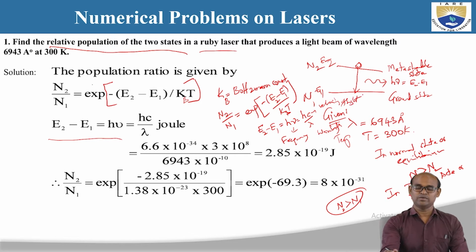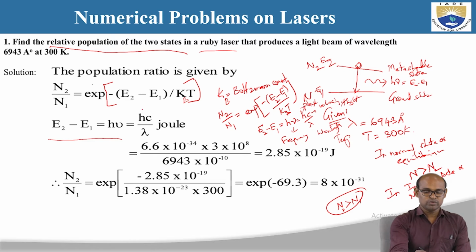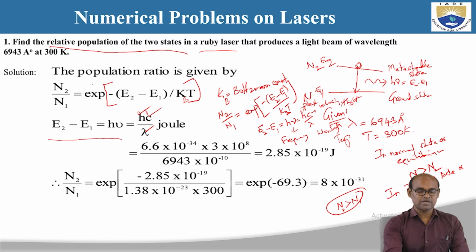I know the velocity of light, it is also a universal constant. H is Planck's constant, this is also a universal constant. So H and C I know. Now I am going to substitute Planck's constant, velocity of light, and wavelength of light. By substituting all these values, I am going to get the energy of the photon emitted, h nu, which is indirectly equal to E2 minus E1.